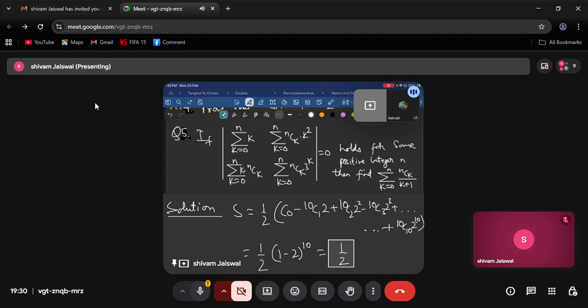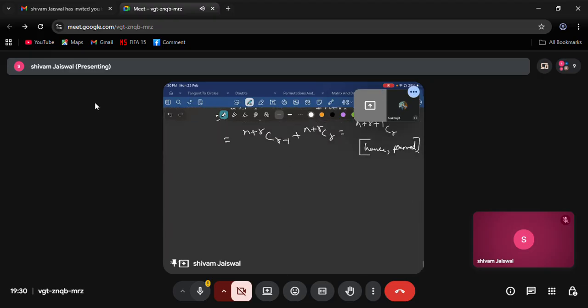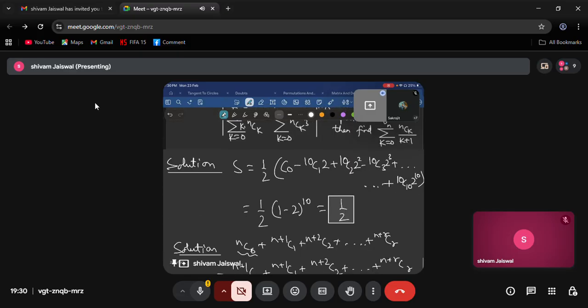Okay, we need to find out this determinant. Everyone pay attention. What is the first element of the determinant? Summation of k equal to 0 to n, nCk into k. That is n into n plus 1 by 2. Right, tell me, are you getting? Yes or no? Yes, sir.